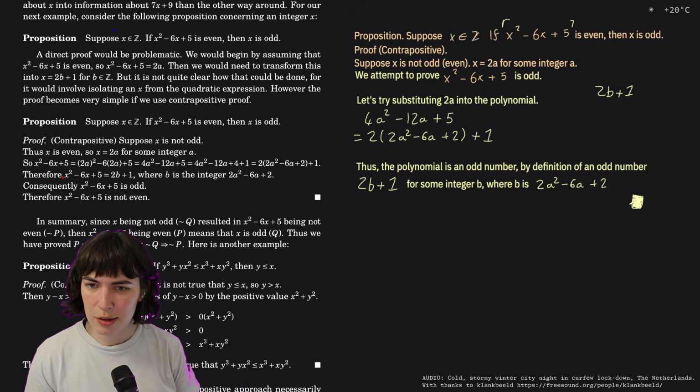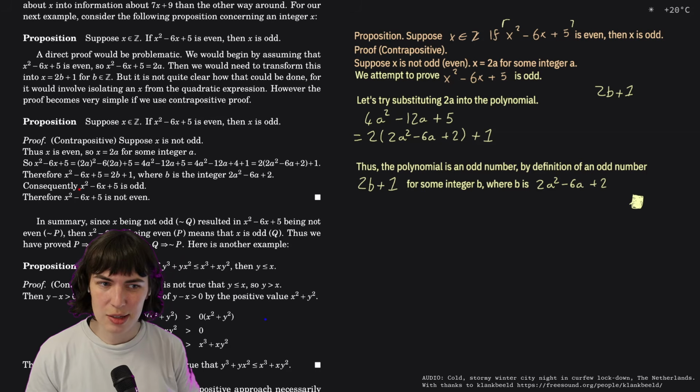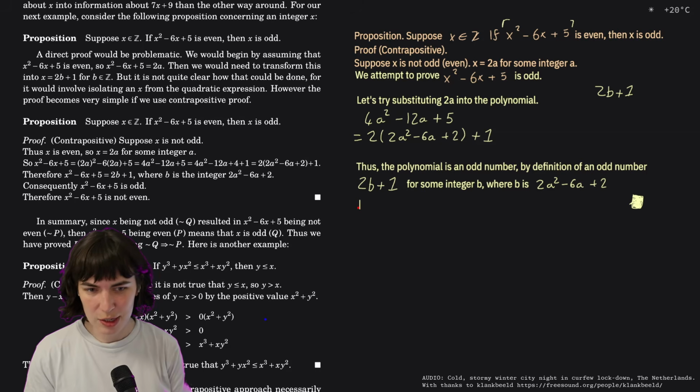Therefore, this formula is... Right, so he's put that there, fine. Where b is the integer, yeah. Okay. Okay, consequently, this thing is odd. Therefore, it's not even. Okay, so he's finished with that. I should finish with that too.